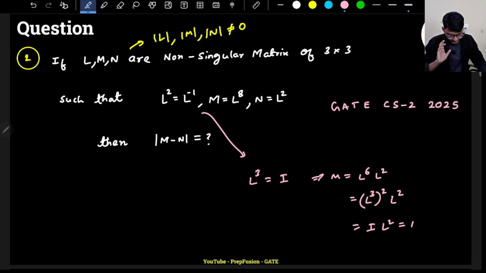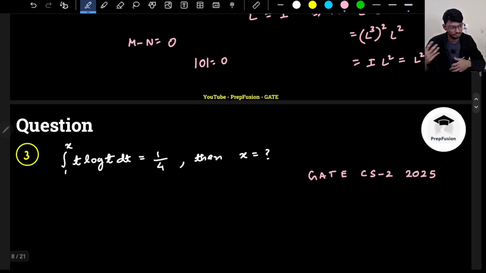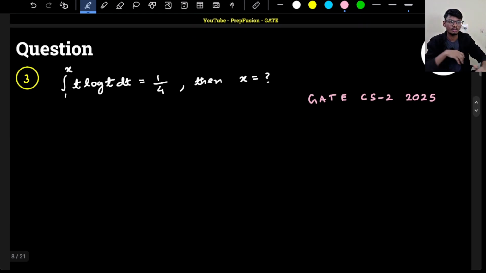Now M is L square. What is N? N is also L square. So M minus N will simply be a null matrix, and determinant of a null matrix is simply 0. So 0 will be the answer for this question. Pretty simple and straightforward, just manipulation you have to do. Now this is a very good question, and there is a lengthy method to it, and there is a shortcut method to it as well. I will show you both methods here.